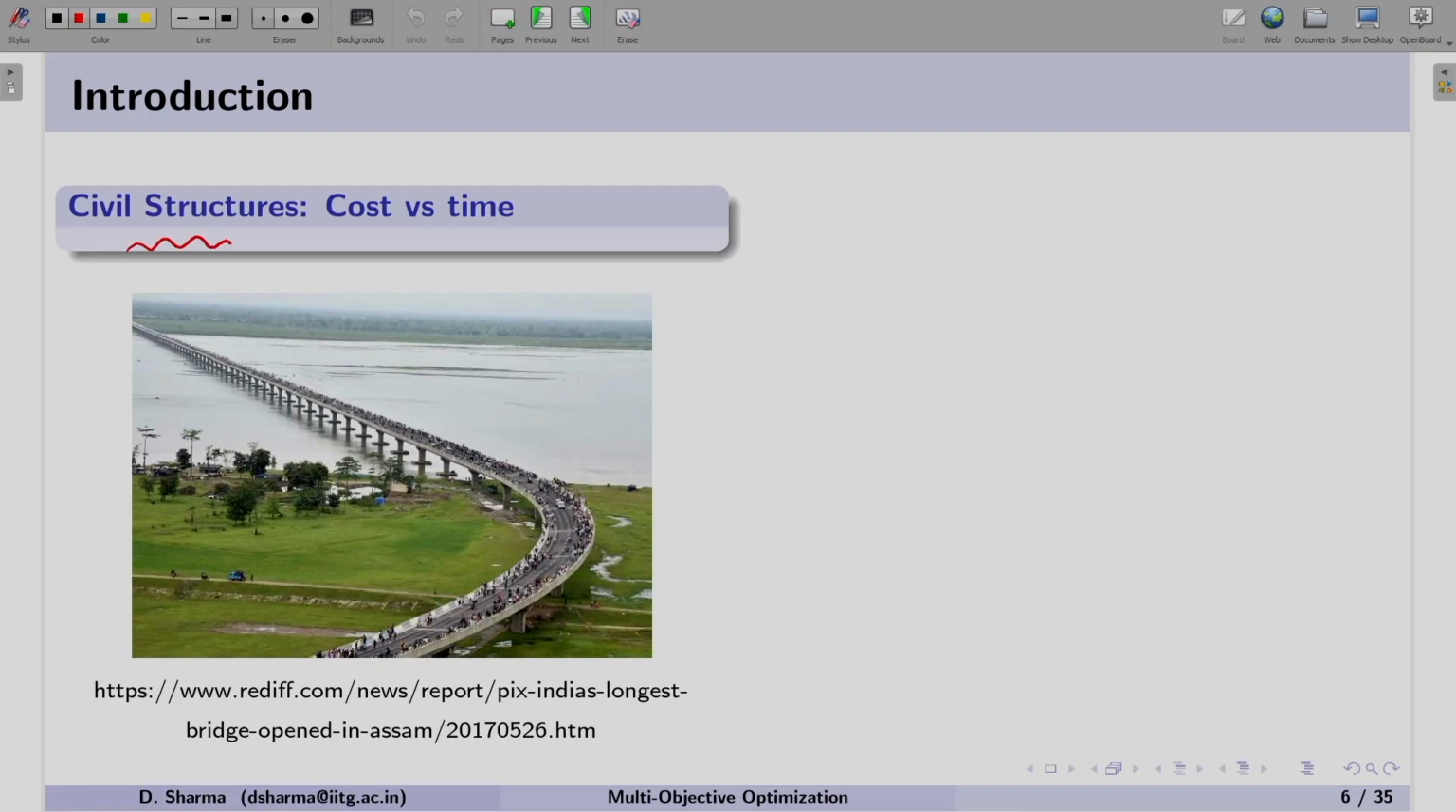Let us take another example now. This example we have taken from civil structures, where we want to minimize the cost and the time. The figure shown here is, till date, the longest bridge in India, which is on the river Brahmaputra. Now, suppose we want to minimize the time to construct this particular bridge. In that case, we have to bring machinery, a lot of manpower, as well as raw material. So in that case, we have to pay more, or we have to put a lot of money into it.